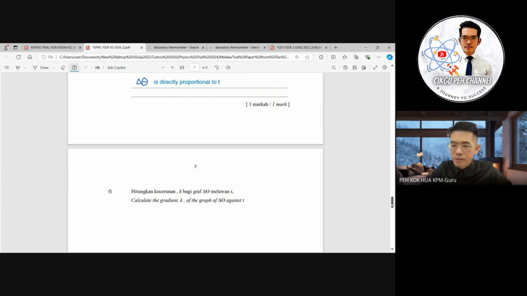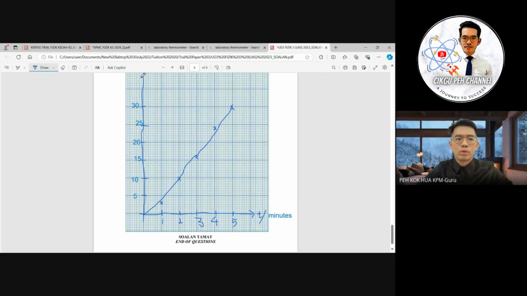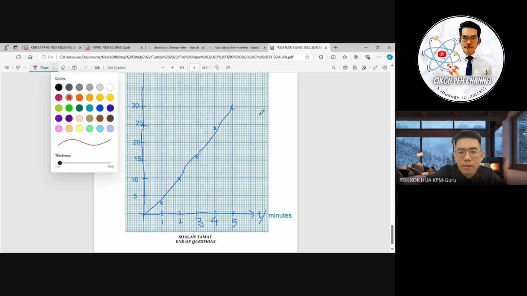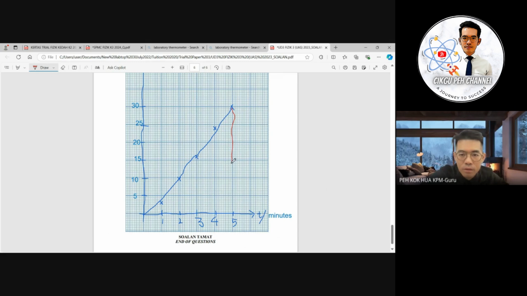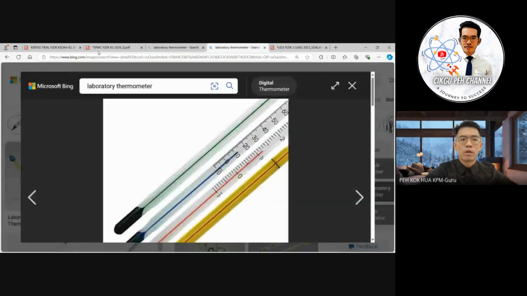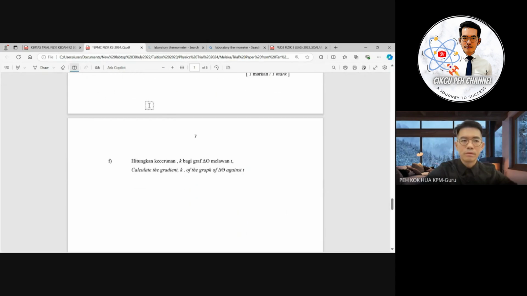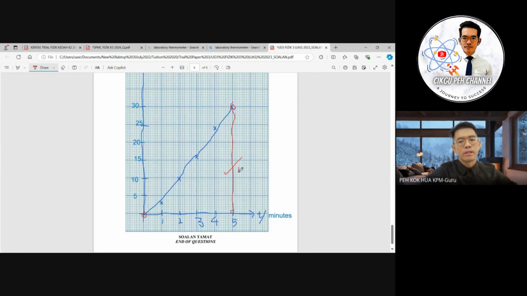Then the question asking you to calculate delta theta against t. So here, how many marks? 2 marks. So you have to show triangle. Draw triangle. Example, I'm using this whole one. My point will be this point and origin. So I'm using 30 divide 5. So calculation. Here, first mark will be given for triangle. You're showing this triangle, 1 mark. You don't show, no mark for this.